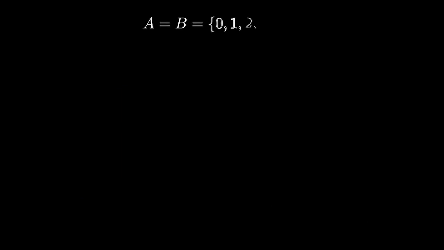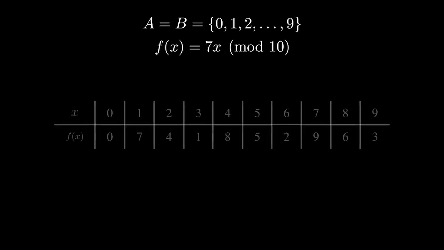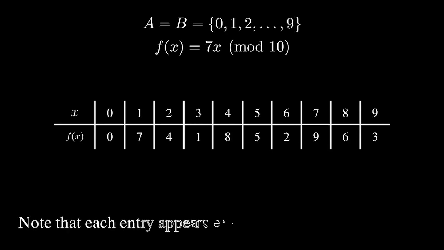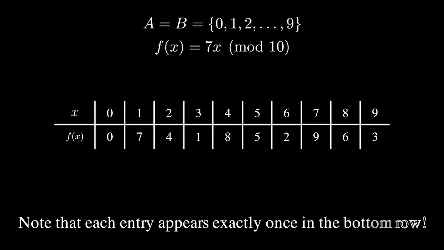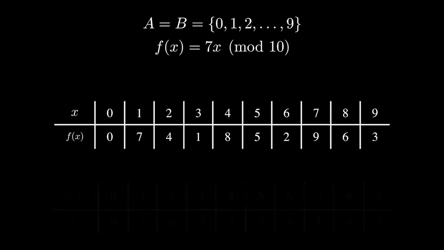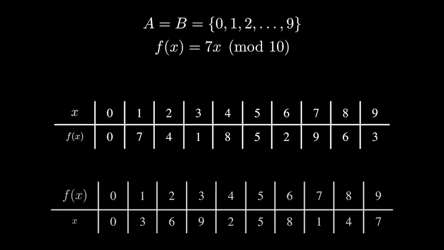Now let's revisit another function from last time. Let's take the set A and B both to be the numbers 0 through 9 and consider the function f of x equals 7x mod 10. As we computed before, each number appears exactly once when we apply the function, and therefore the function is invertible. Let's compute the inverse by reordering the outputs, we see in this table here, and if we look closely, it looks to us like the inverse function, f inverse of y, is 3y mod 10.